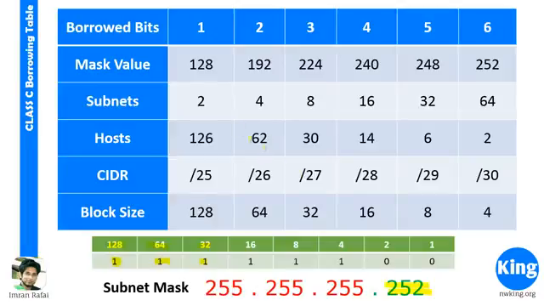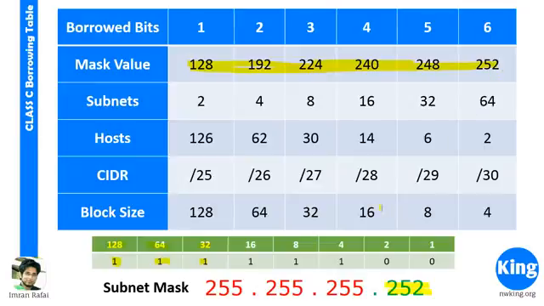I wouldn't want you to remember this entire table, but I would want you to remember this value. Whenever you see 1 bit borrowing, you can know the subnet mask is 128. If it is 2 bits, it is 192; 3 bits, 224; 4 bits, 240; 5 bits, 248; 6 bits is 252. So this is going to be a magic number, so just remember this number. I think that is going to be very, very easy.